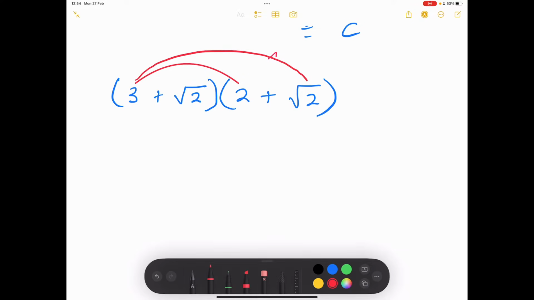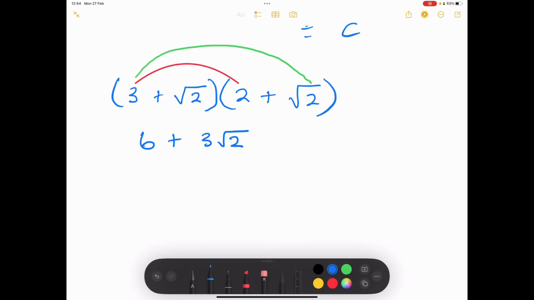In fact, let me just use different colors for that. Okay, let's start with 3 multiplied by 2. That will give me 6, right? And then let's say 3 multiplied by square root of 2. What do I get? I get plus 3 root 2, right?